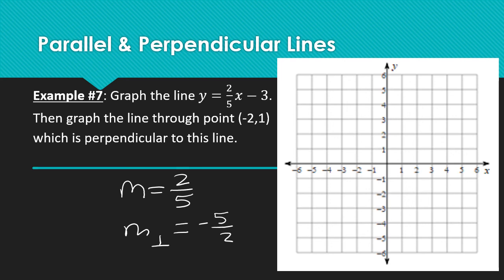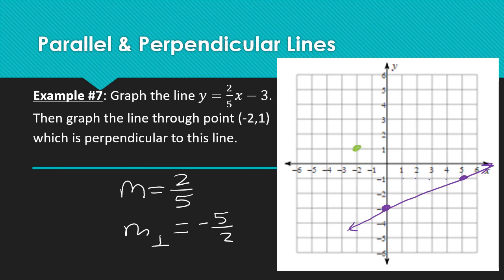It's the opposite reciprocal. So if I graph my original line, I have a y-intercept of -3, and I'm going to go up 2, and I am going to go over 5. And there's my original line. In this problem, they gave me the point -2, 1. So I'm going to come over to my graph, and I'm going to graph the point -2, 1.